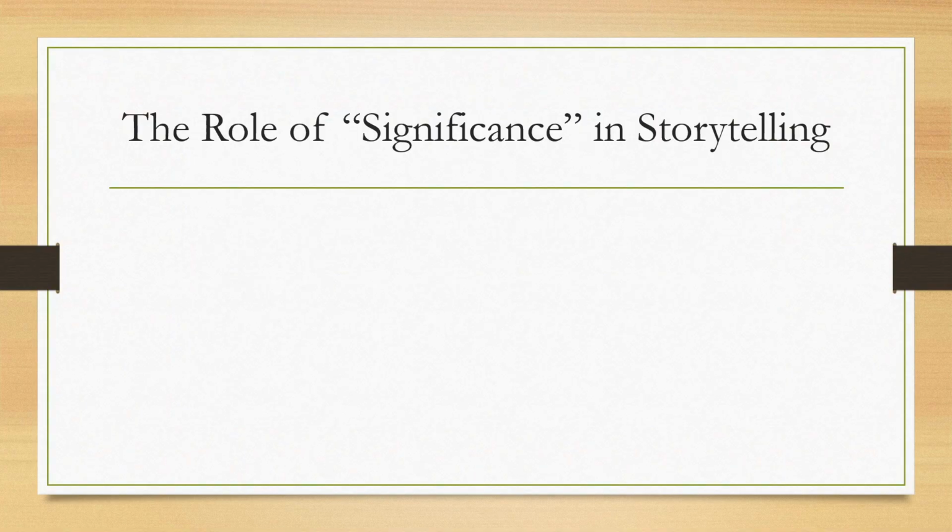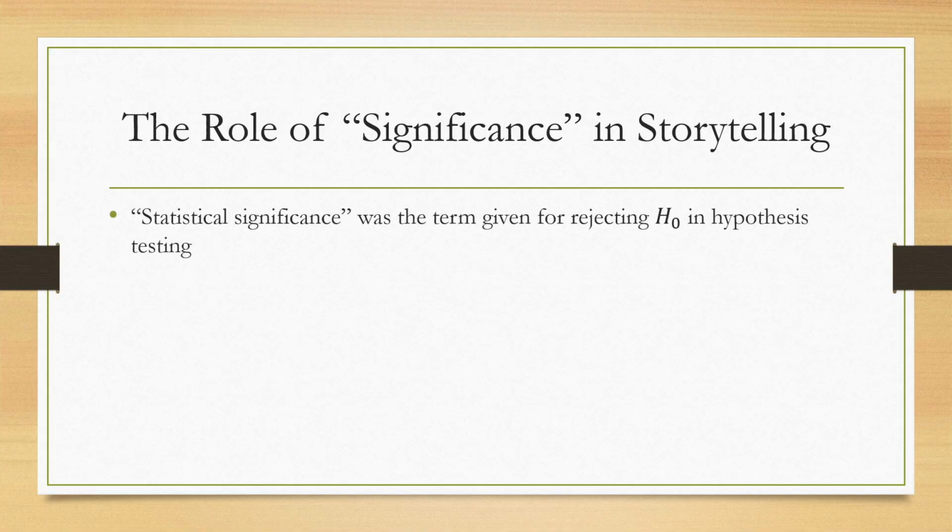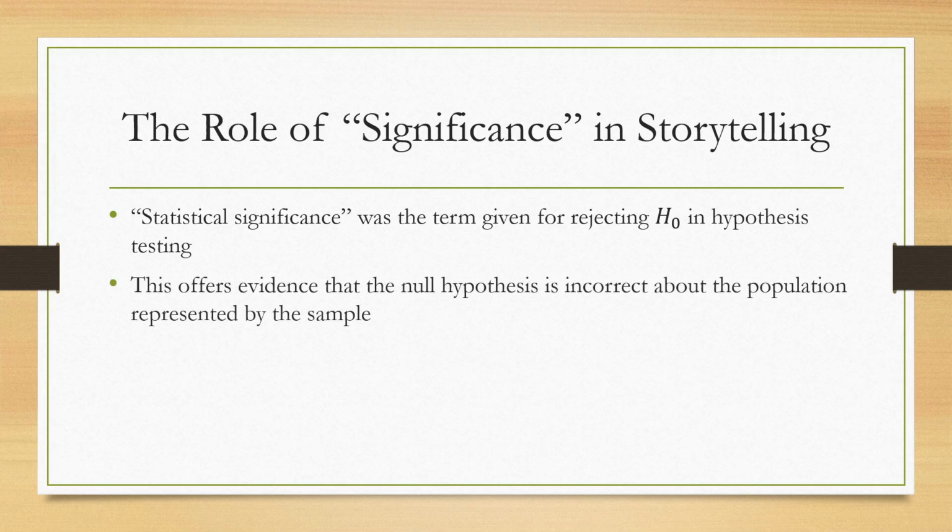All right, statistical significance. Again, statistical significance is the term that we had for rejecting the null hypothesis in our hypothesis testing. And this gives some evidence that the null was incorrect about the population. So remember, we had a null. Sometimes it was that the mean of the population represented by my sample is a classic value, even though I've changed the program. The population represented by my sample hasn't changed at all, even though my sample got some new cool program.